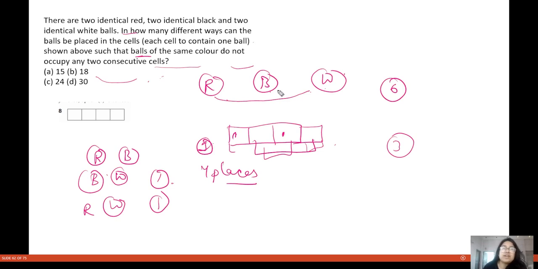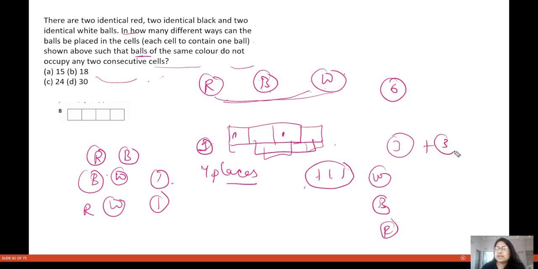Now when you are choosing 3 different balls, let's say one red, one black, and one white, the fourth ball can either be white, black, or red. So the number of cases you are getting is 6. I hope you are understanding this.